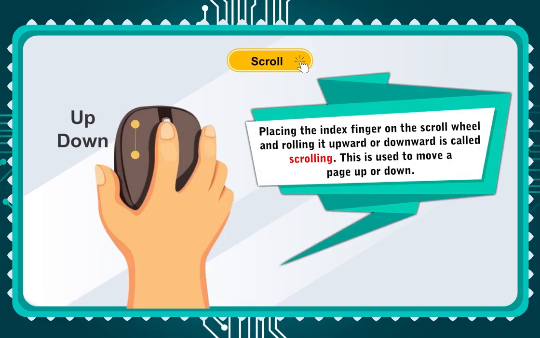Scroll. Placing the index finger on the scroll wheel and rolling it upward or downward is called scrolling. This is used to move a page up or down.